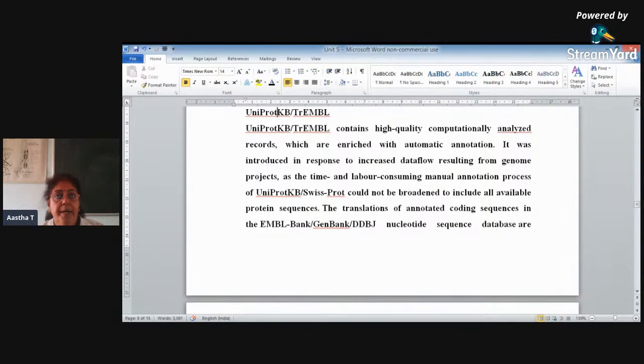manual work. Automatically they will keep getting added, and that is why this has been created. In SwissProt it had to be done manually, but in TrEMBL it is done automatically.